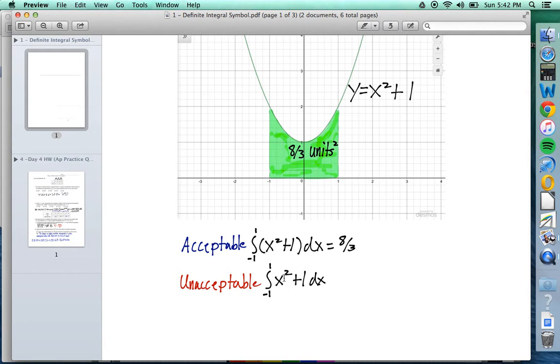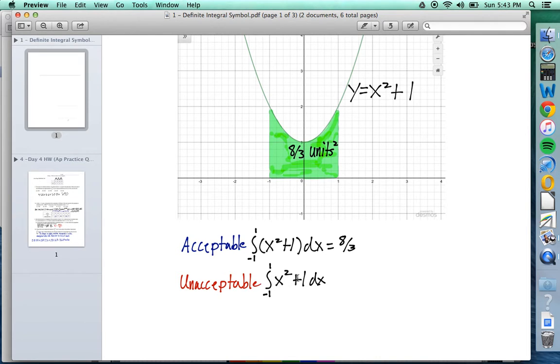What you cannot do for a multi-term expression is leave off the parentheses. Because remember, this is supposed to represent height. So without the parentheses, the base, which is dx, is not being multiplied by the height of each rectangle. It's only being multiplied by 1. And the height is x squared plus 1. So this is kind of a meaningless sentence.